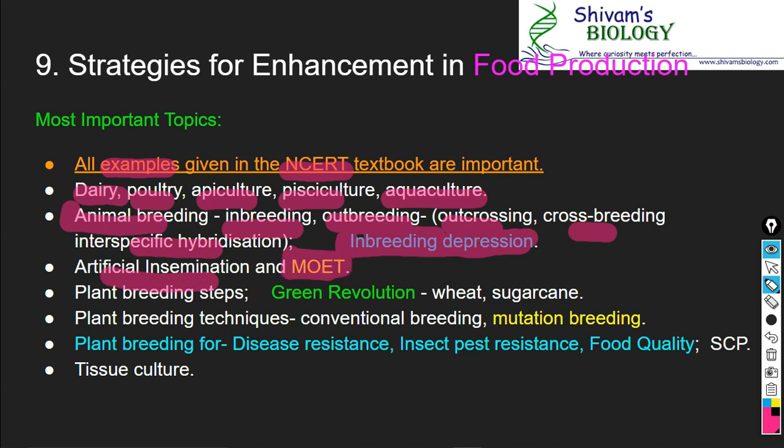It is a very important topic for your board exam. Prepare it well. The steps of plant breeding are important. After that, green revolution is quite an important topic. Plant breeding techniques like conventional breeding and mutation breeding are also important. Plant breeding for disease resistance, for insect pest resistance, for food quality, these are important topics. Single cell protein is also a very important topic, and tissue culture, which includes meristem culture also, is an important topic. Let's proceed to the next chapter.